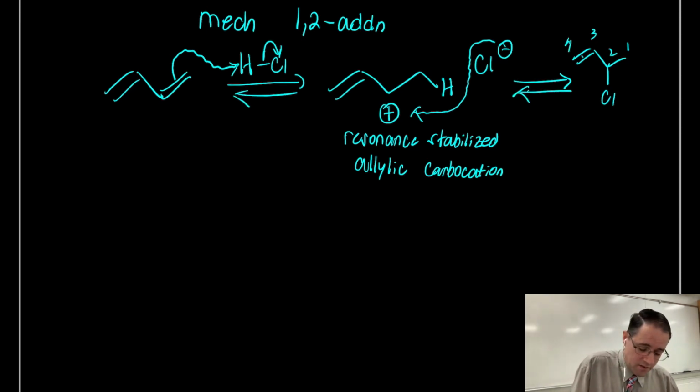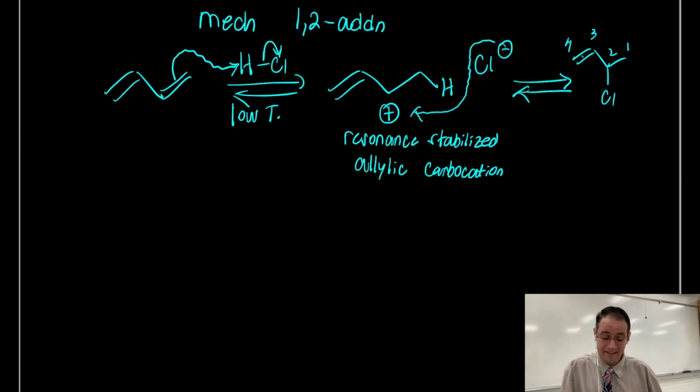All these reactions are in equilibrium, so we do it at low temperature to trap out that kinetic product. Section 5 in the textbook goes into a lot of explanation about why this forms at low temperature. Okay, I'm not going to explain that here in this video. Now, what about the mechanism for the 1,4 addition product?